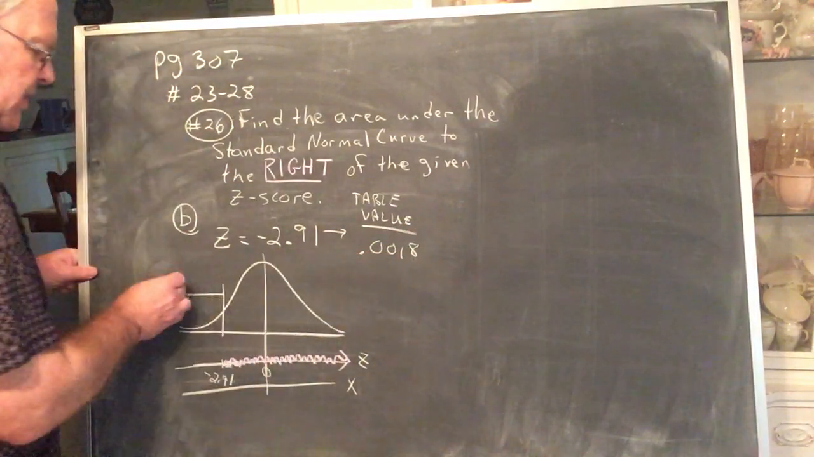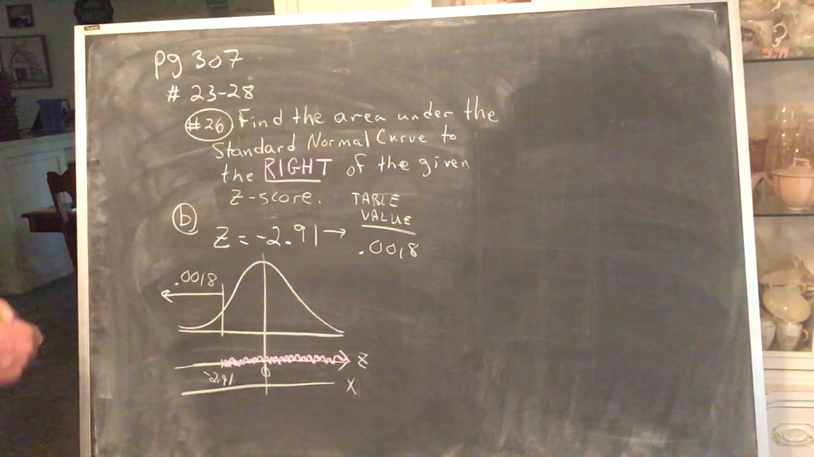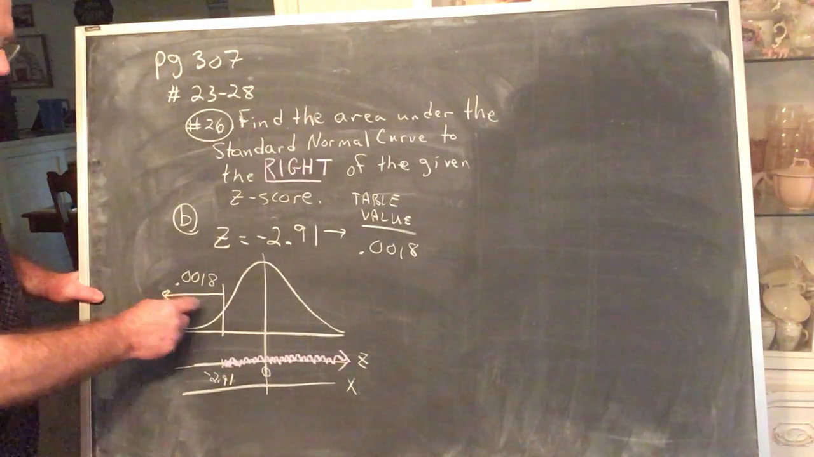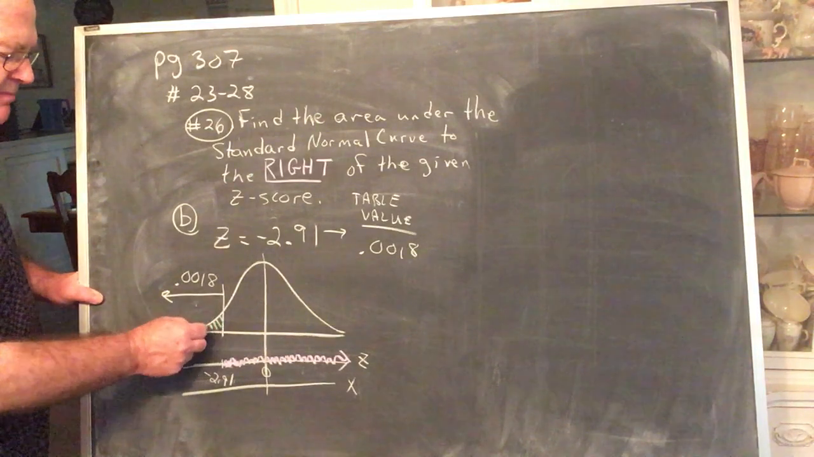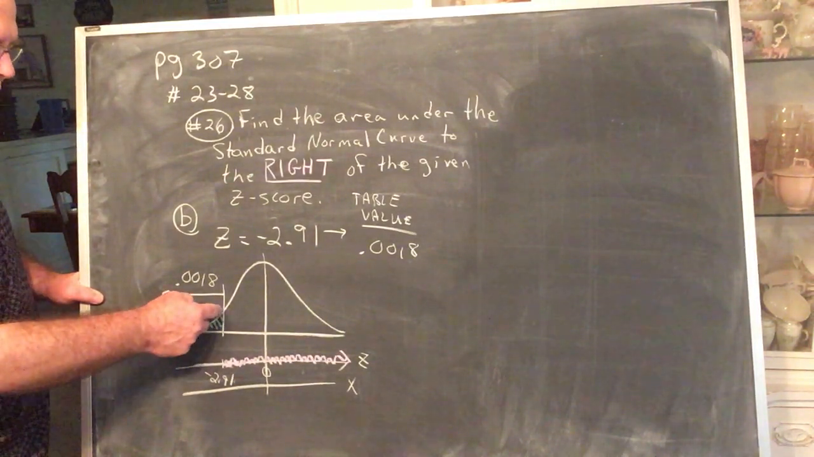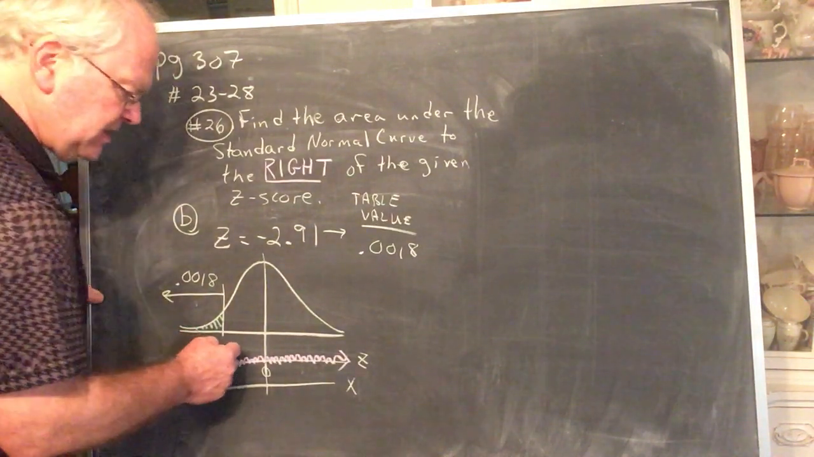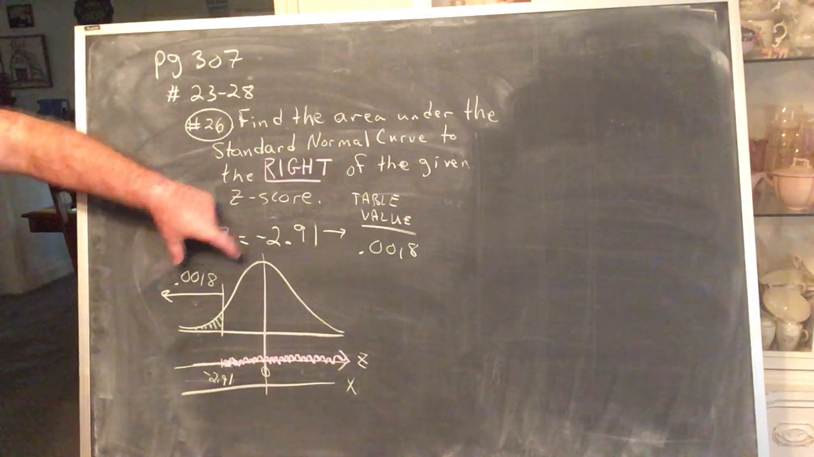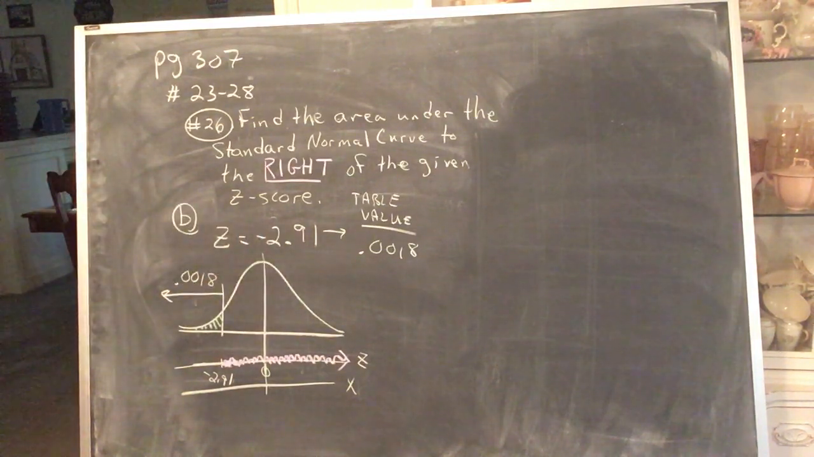That table value always goes on the arrow, 0.0018. The 0.0018 does not correspond to the answer we're looking for. The 0.0018 corresponds to this piece. It corresponds to what's to the left. What we want is the value that lies to the right. So the question is, how are we going to take the information that we have and use it to generate the information that we need? Do you see the solution?